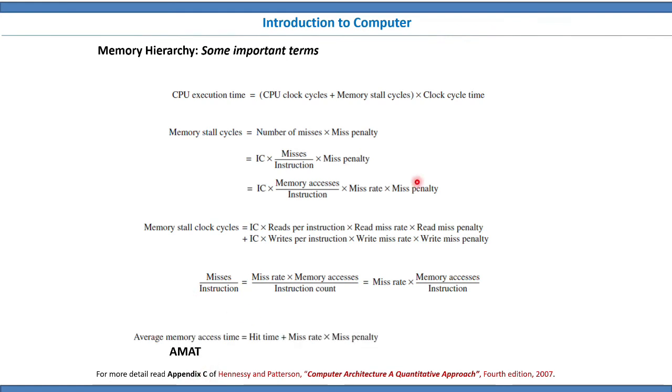And the last point is called average memory access time, or AMAT. It is very important to compare the performance of two computers. Many times we will use average memory access time to compare the performance of two cache memories. So this formula is hit time plus miss rate times miss penalty. You have to remember this: average memory access time.